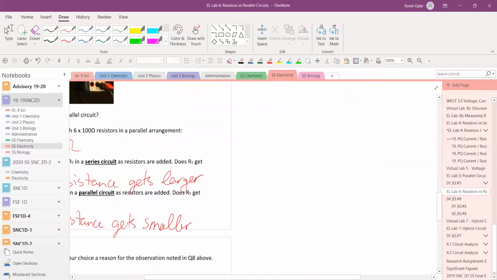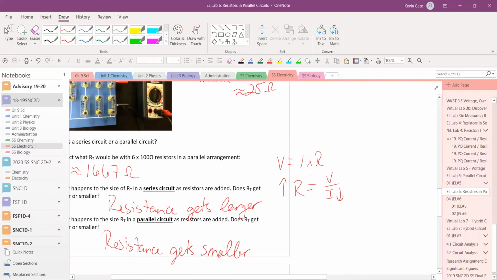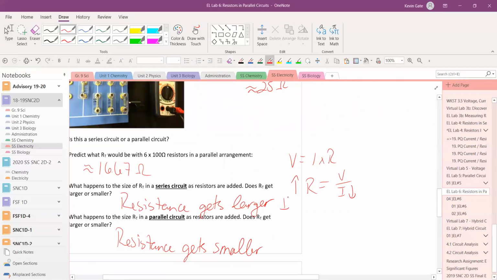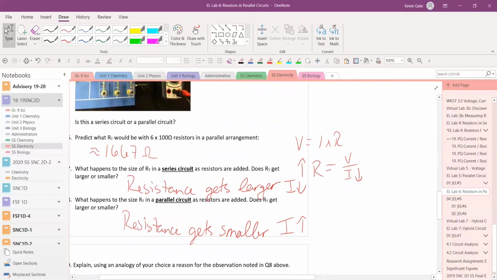Let's think about this with respect to current. We know that V equals I times R, or in this case, resistance equals V over I. As resistance goes up, current goes down. And as resistance goes down, current goes up. Now, what's the difference between a series circuit and a parallel circuit?